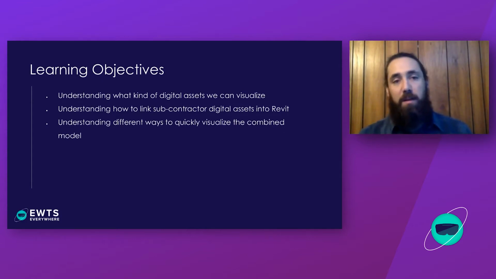So today we're going to be talking about a few things. I'm going to try to keep it not too technical in BIM and Revit, just to respect the diversity of the audience. But we're going to be talking about what kind of digital assets we're visualizing now that we didn't previously. We're going to talk about how we're linking subcontractors' digital assets and very heavy models into Revit. And we're going to be talking about the different ways that we're visualizing them, what kind of software we're using, and headsets, and how we're presenting them.